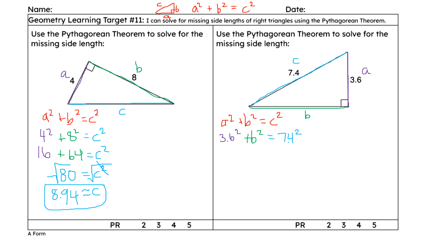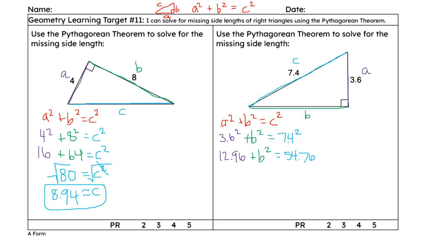3.6 times itself twice is 12.96. And to that, I need to add B squared in order to get my hypotenuse squared, whatever 7.4 times itself twice is. Let's see. I got 54.76.